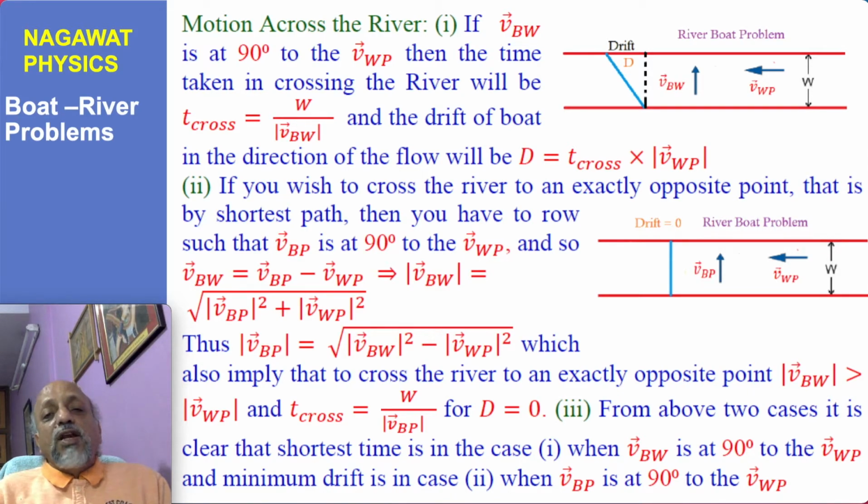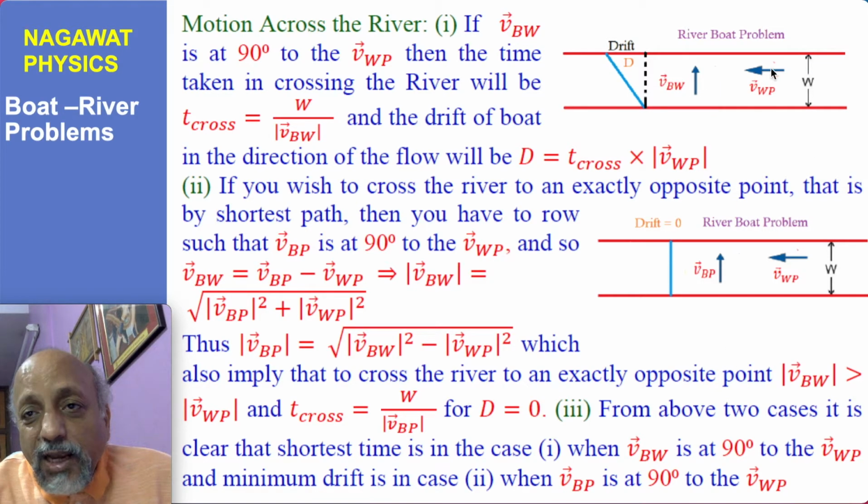Now motion across the river can also be considered. So suppose this direction, which you call the direction of the river flow, is chosen as the x-axis, then the across direction would be described by the y-axis, and you can consider it as a two-dimensional problem. So if VBW is at 90 degrees to the VWP, which means the velocity with which you row the boat is at 90 degrees with respect to the water flow velocity, then suppose the width of the river is W, because the two velocities are in mutually independent directions, you would be able to reach the other side of the shore.